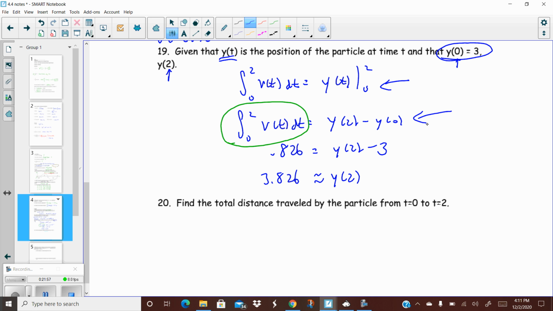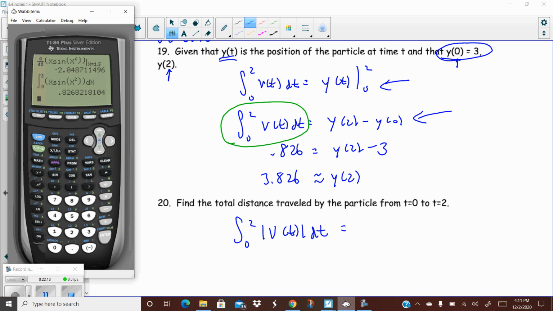All right, last thing is we want to find the total distance traveled by the particle from 0 to 2. Well, really, it's exactly the same thing that we just did, except it's going to be the absolute value of velocity instead of just the velocity function that I plugged in. So we're just going to write that down because we know that's how you find the total distance, and then we're going to go back to our calculator. I wish there was a way to insert an absolute value around the x sine x squared, but I don't think that we can do that. So I'm just going to redo the whole thing.